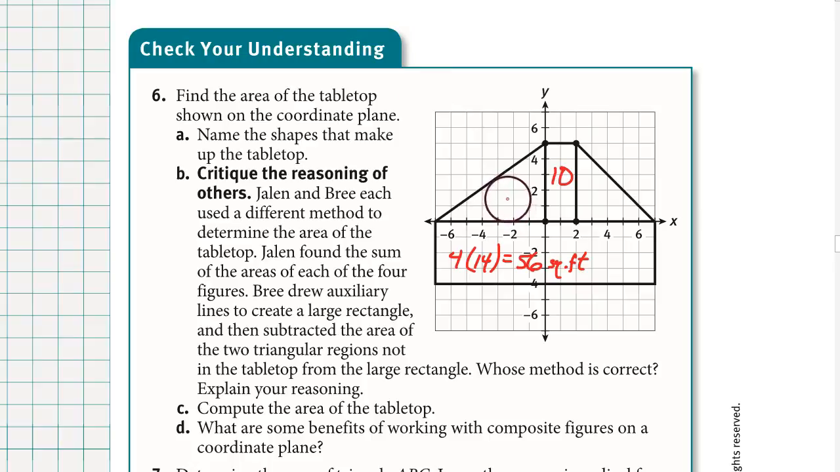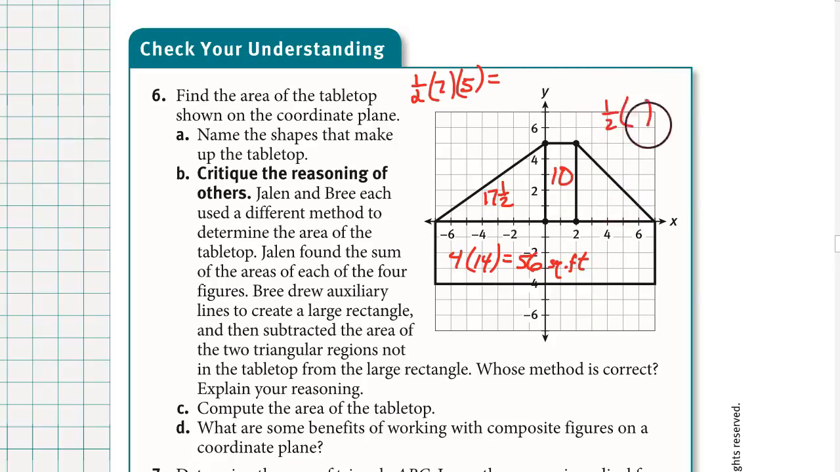Let's do this triangle here on the left first. 1/2 times the base. The base goes from -7 to 0, so that's 7 units, times the height. The height goes from 0 up to 5. So 1/2 times 7 times 5. That's 17.5 square feet.